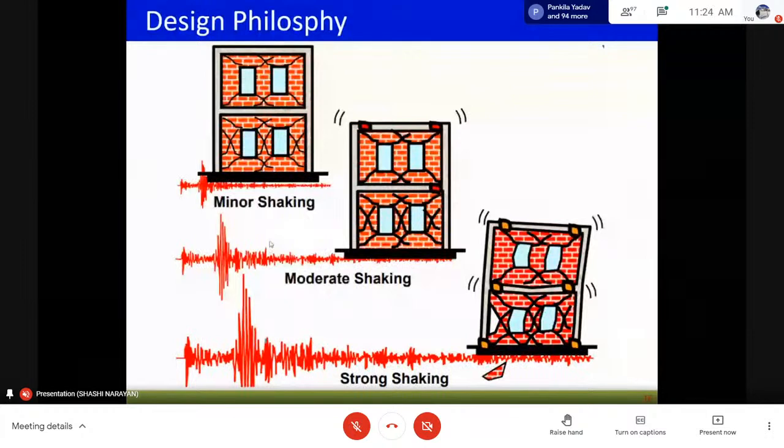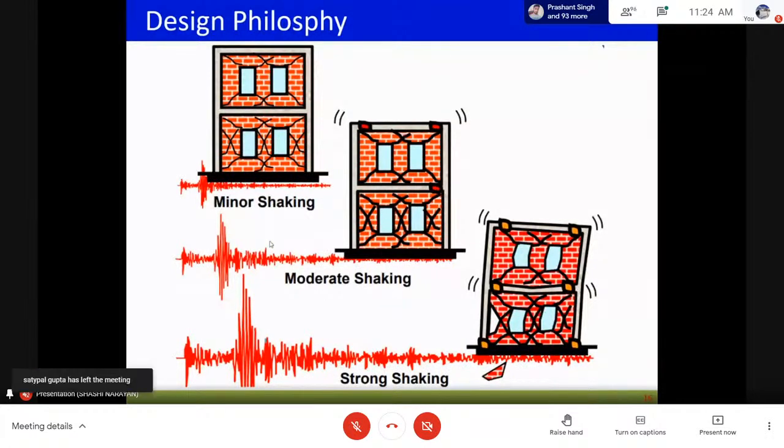For moderate shaking, we have damage in the structural and non-structural elements, and there are some locations where we have hinge formation. That is, the element has gone into a plastic zone, that is, a non-linear zone. In this case, like the one we have shown, one of the beams has gone into the non-linear range.